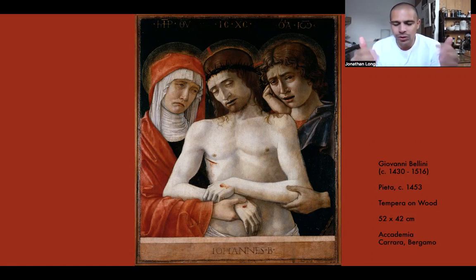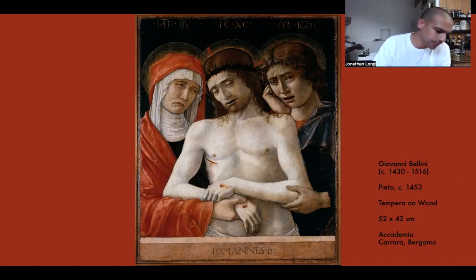If you were to see this in monochrome, obviously it's been colored. He's painted it with color in tempera. But if you were to see this painting in black and white, it would look like an imitation of a relief sculpture. And that's something that was deliberate. Painters wanted their images to have real form, to have real volume.